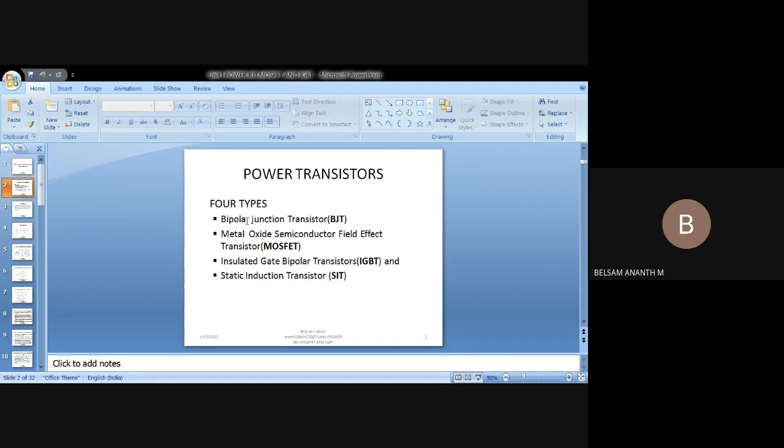IGBTs, your insulated gate bipolar transistor. The other one, the static induction transistor, the old version, and maybe in the old industries it may be used, but some induction application, in the sense you all know about Faraday's law of electromagnetic induction.